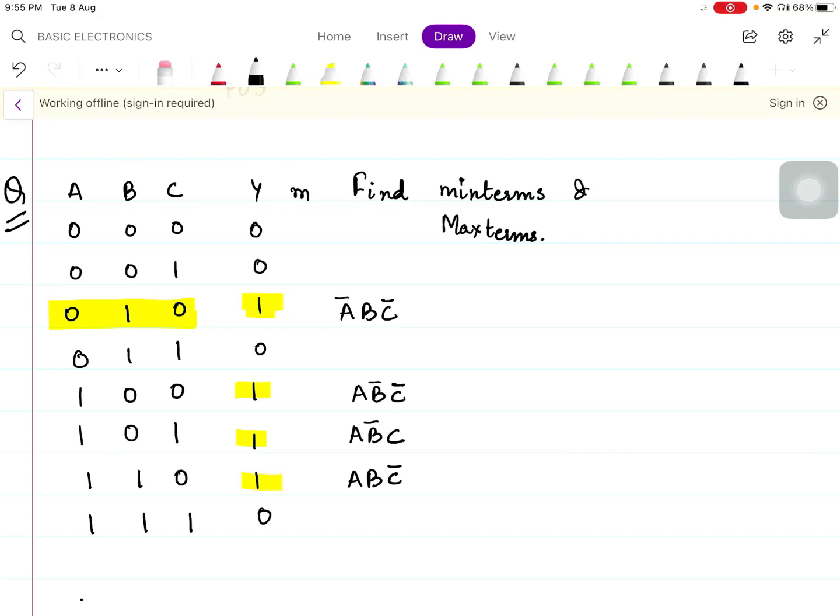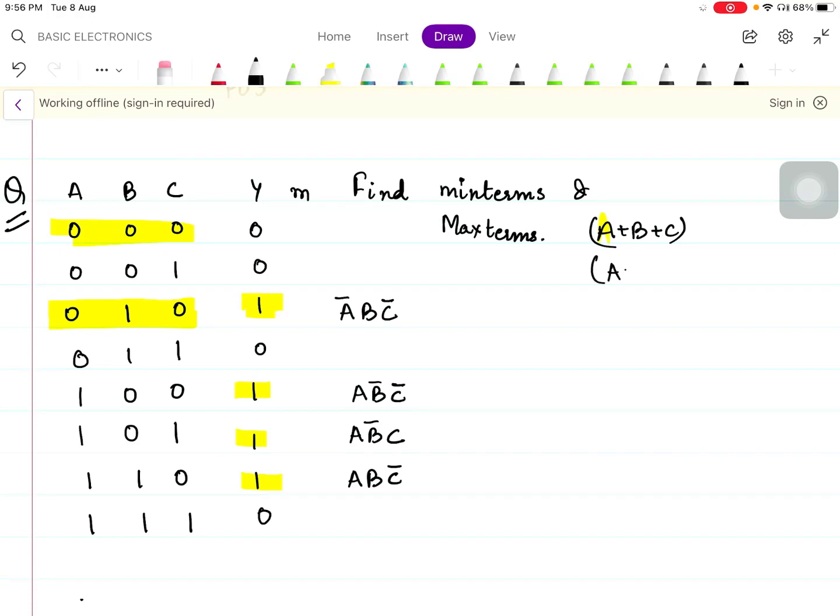And the remaining ones, you can see that the output is 0 for the remaining cases. So those will be the max terms. So if you want to write the max terms as well, then for the first combination, as you can see, you have 0, 0, 0. That means the first max term will be A plus B plus C, because in the case of max terms, 0 is the true form, 1 is the complement form.